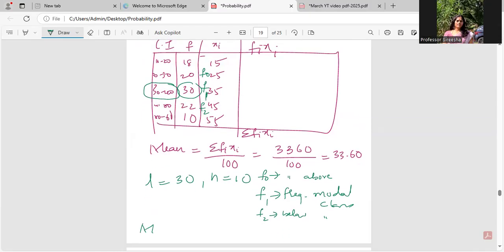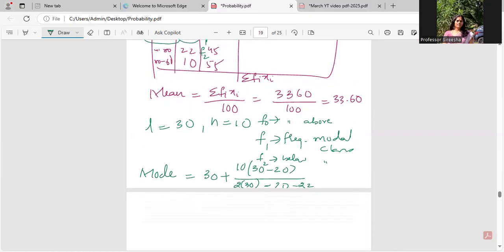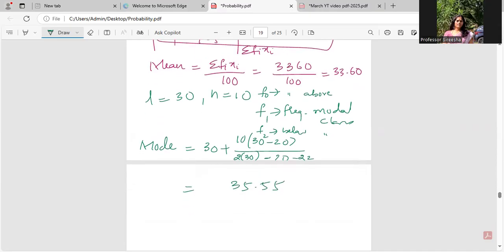So, mode formula, just see the mode formula. Mode formula is what? L is 30, plus h, which is 10, into 30 minus F1 minus F0, na? 30 minus 20 by 2 into 30 minus F0, which is 20, F2 is 22. Okay. I have written with a different color, so you can see. After using a calculator, mode turns out to be 35.555.